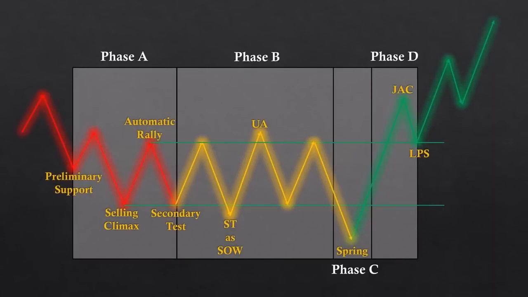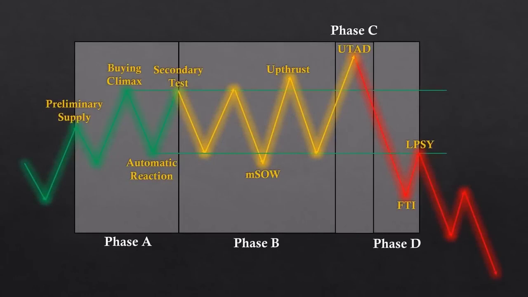In an accumulation structure, phase D will be composed of the jump across the creek, followed by the last point of support event, as you can see in this illustration. In a distribution, phase D will be composed of the fall through the ice, followed by the last point of supply event, as you can see in this other illustration.